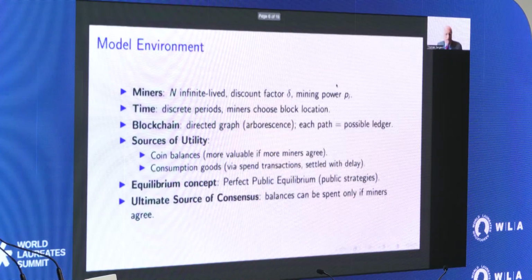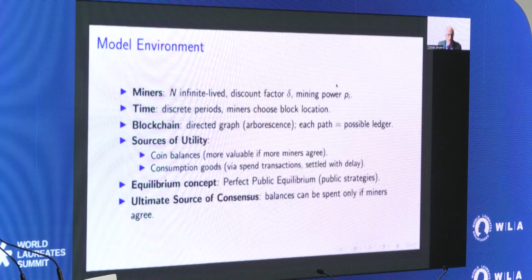So here's the environment. Mathematically, this is what a blockchain is. There are miners, and the mathematical theory behind Bitcoin is that there are n of them, a large number but finite. They're infinitely lived. They have a discount factor delta. They have a mining power pi. We'll come back to what that is. Time is discrete: 0, 1, 2, 3, forever. And miners choose the block location. Blockchains are directed graphs.